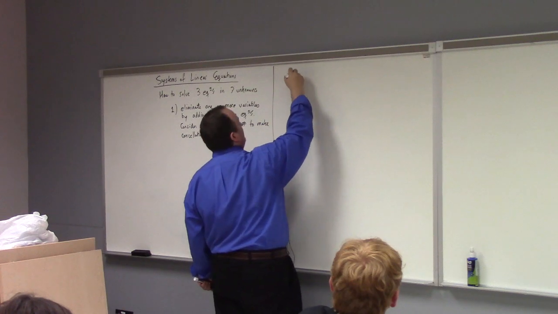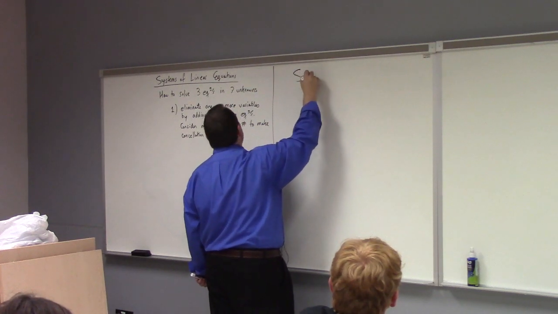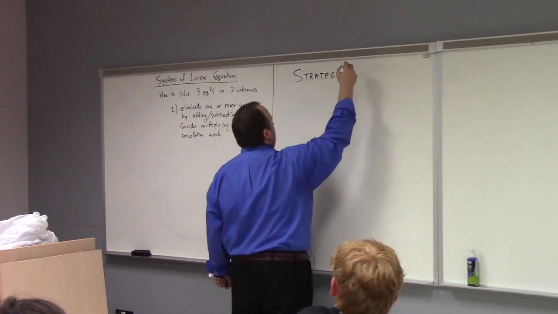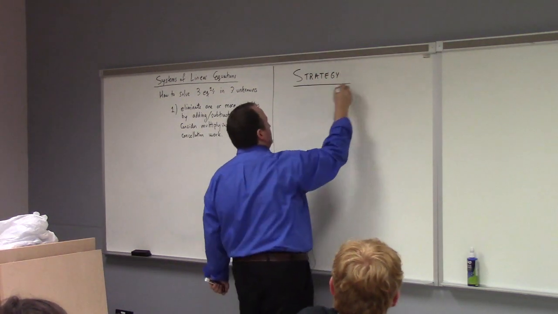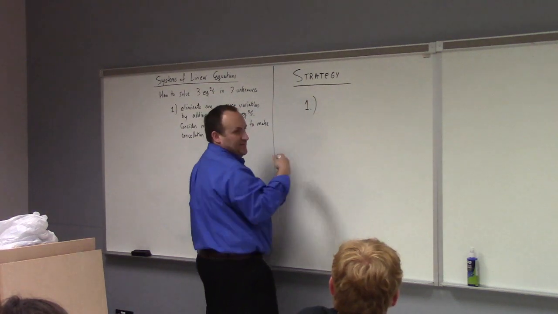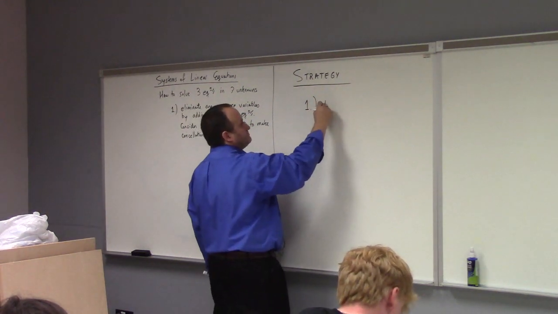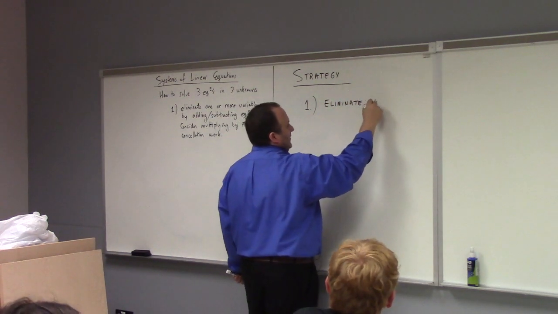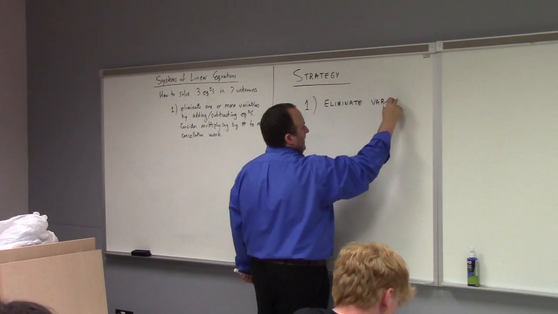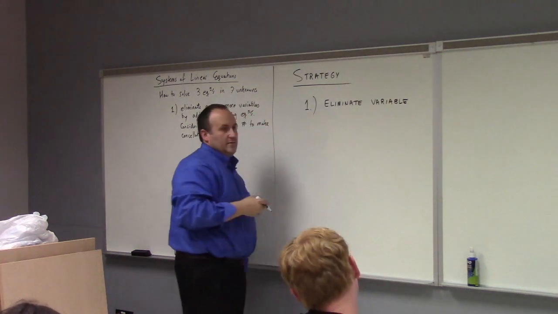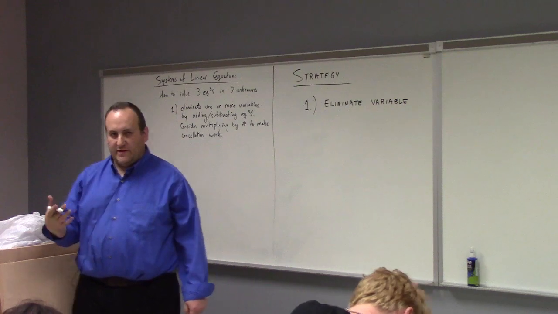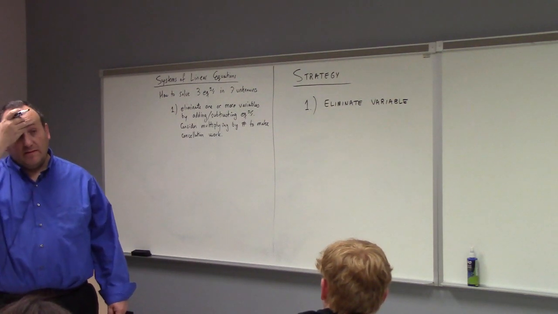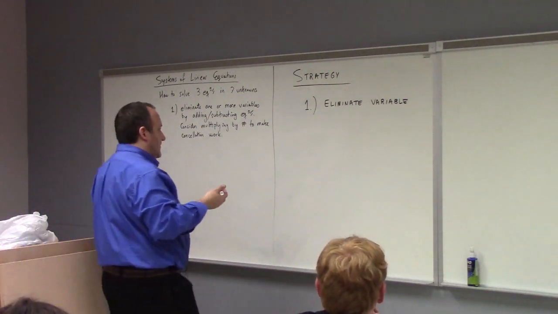So let me try again here. Strategy, and I'll try to write bigger. How about that? And by the way, thank you for asking that. Strategy. So number one, I'm going to write a little bit less words though. All right, so eliminate a variable. You want to eliminate a variable from your system. How do you do that? Well, by adding equations or subtracting equations, all right? So eliminate a variable.